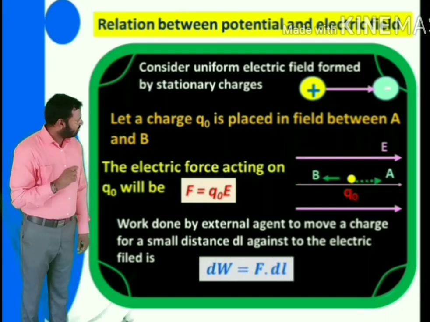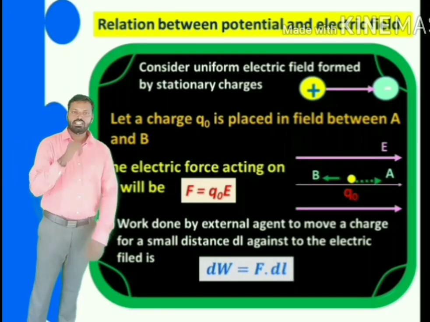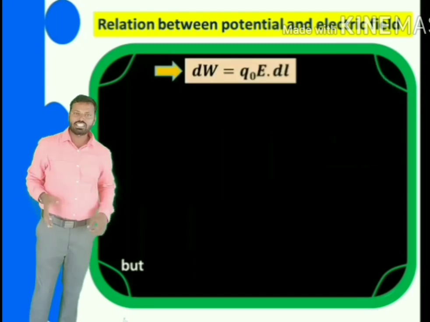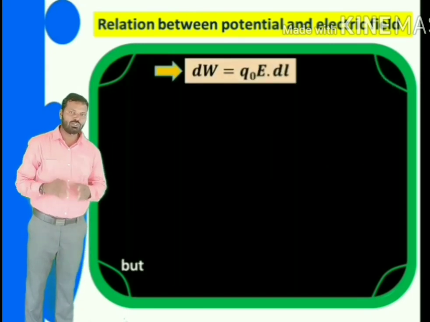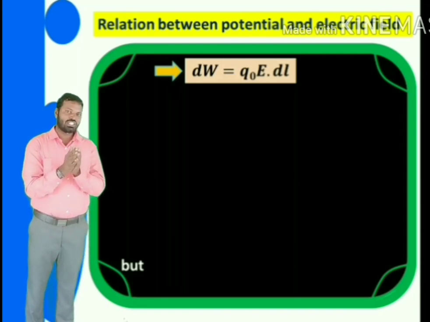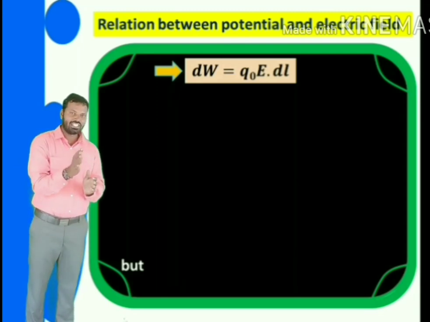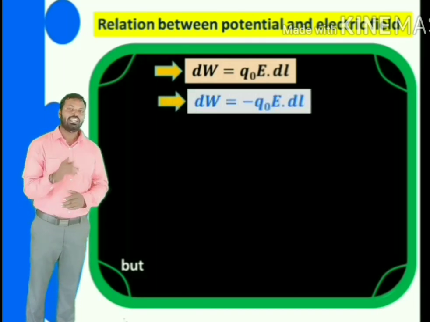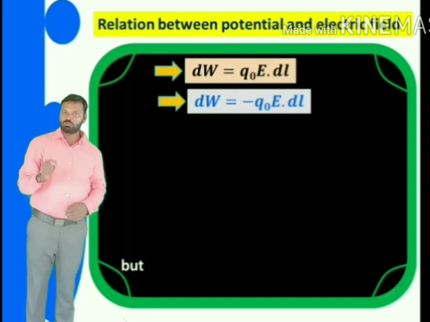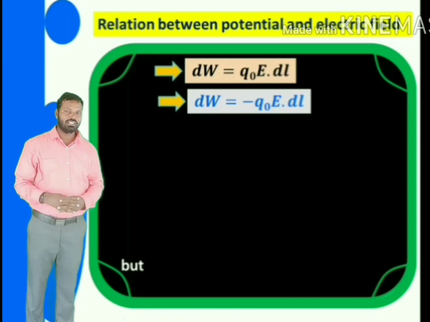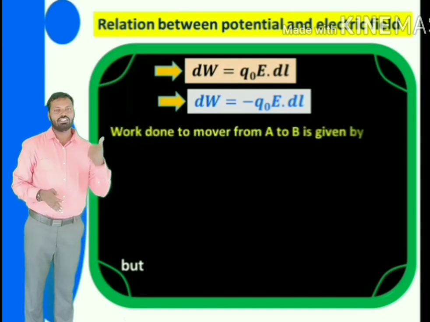dW is equal to F into dl. What is F? The force experienced by the charge. What is that? Q0 into E. So if I substitute that one, dW is equal to Q0 E into dl. Since the work has to be done by an external agent opposite to the electric field, I will use a negative sign. Now the work done to move a charge from point A to B can be calculated by integrating the above equation within the limits.